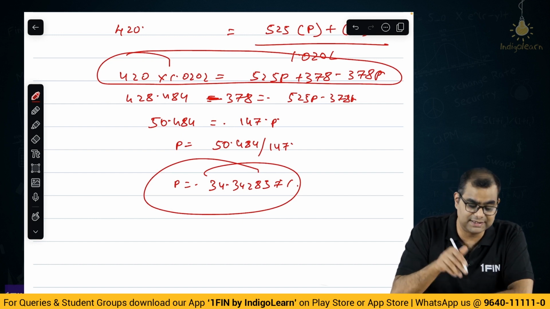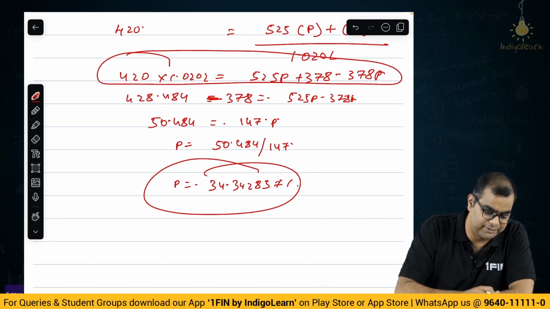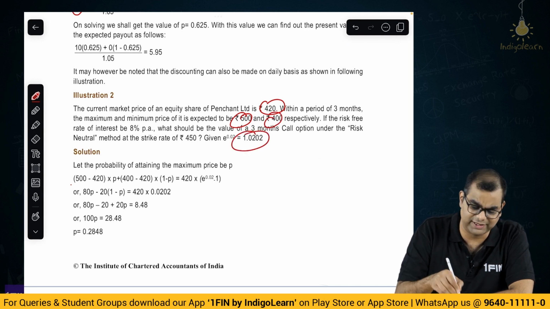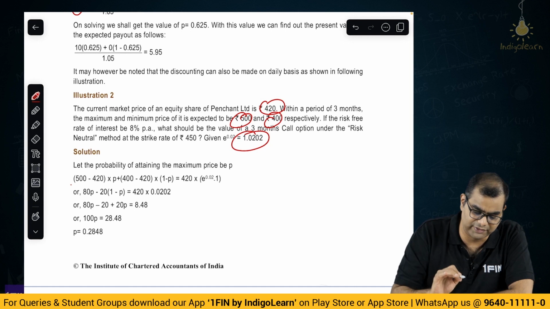This, according to me, is the answer based on what? Based on Institute study material. See what they have done. They have done a very similar problem. It has a 520, 500 and 420, 500 and 400 and say 1.0202. I think they actually took the problem from this and made some modifications in exam.